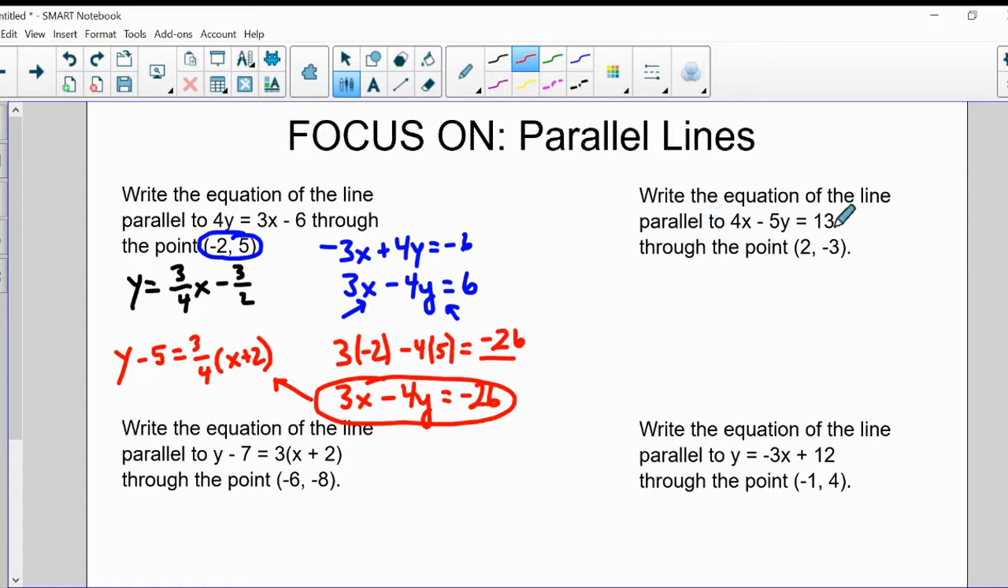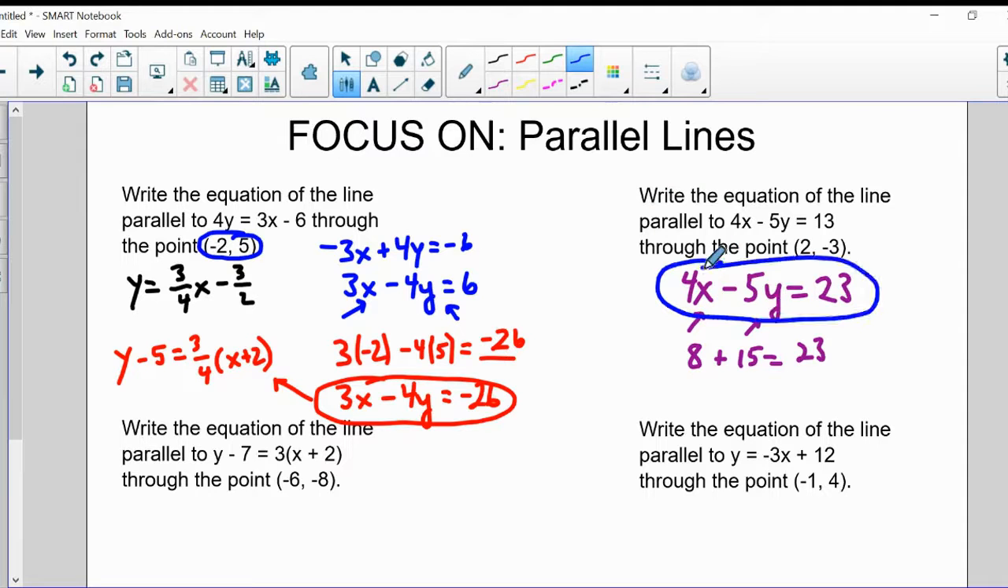So let's do that again. Write the equation of the line parallel to 4x minus 5y equals 13 through the point 2, negative 3. I'm just going to keep 4x and minus 5y the same. And then I'm going to sub in 2 here, so that would be 8. I'm going to sub in negative 3 here. Minus 5 times negative 3 ends up being 15. So this ends up being 23. So 4x minus 5y equals 23 is going to be the equation.